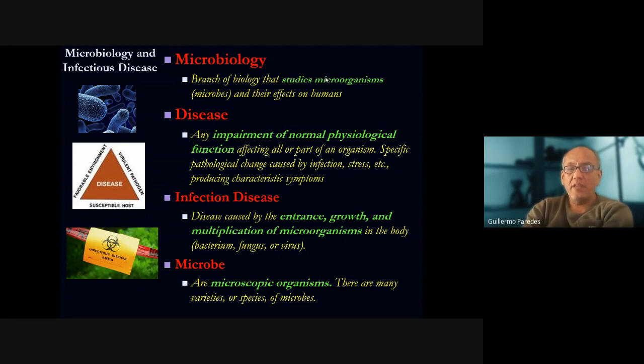Microbes are microorganisms, and there are many varieties or species of microbes. And we talked about this before: of all the bacteria that exist in the world, if you put all the bacteria on one side of a scale and all the animals and humans on the other side, the weight is going to be higher on the bacteria. Can you imagine that, right? In number and population, bacteria are much higher than all the humans and all the animals in the world. So it's a lot of bacteria.